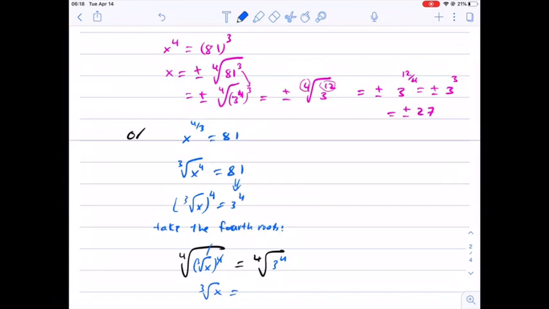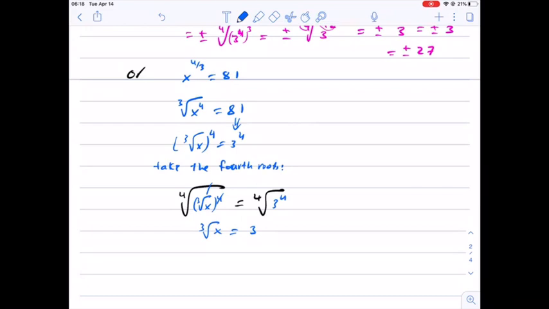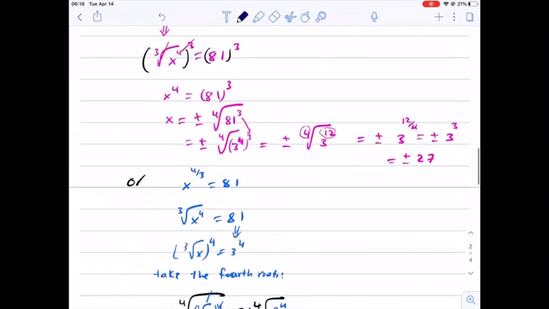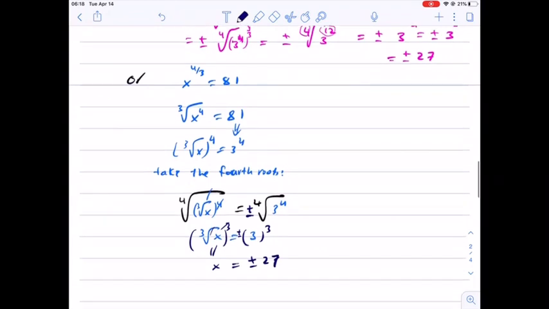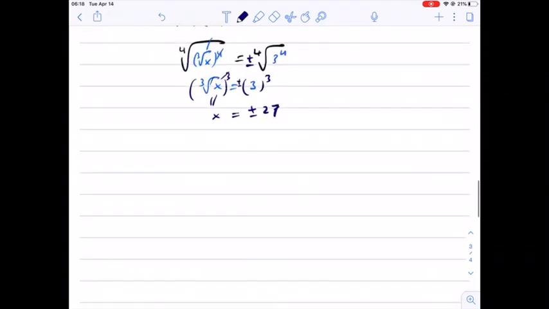We can cancel these. We get cube root x equals 3. And then we can raise both sides to the power 3. So we can cancel these, and actually here, since we took the fourth root, we have plus or minus, that's an even root. So this is x equals plus or minus 27. So there are different ways, but all of these methods are very similar.